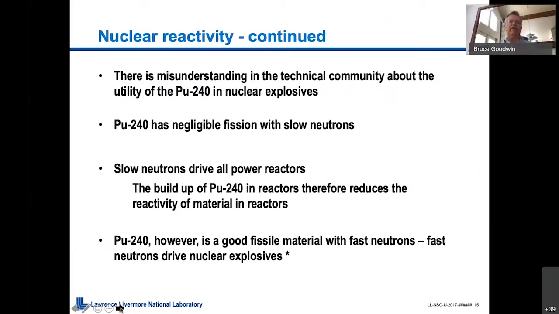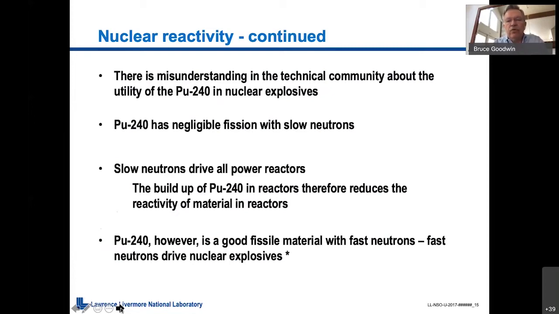So reactivity, continuing here. I'll try to be generous here rather than saying it's disinformation. There's a misunderstanding in the technical community about the utility of plutonium-240 in nuclear explosives. The reason presumably is because plutonium-240 has a very small fission cross-section with slow neutrons. And slow neutrons is what drives all power reactors. That's why there tends to be water in power reactors or graphite to slow the neutron down in order to have a nuclear reaction going on.